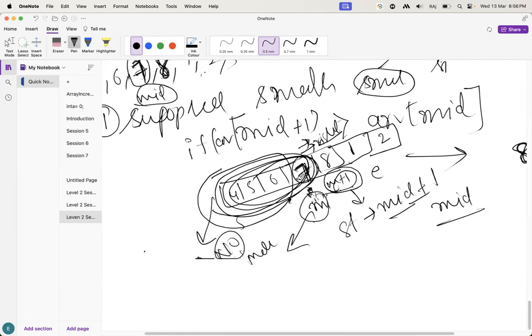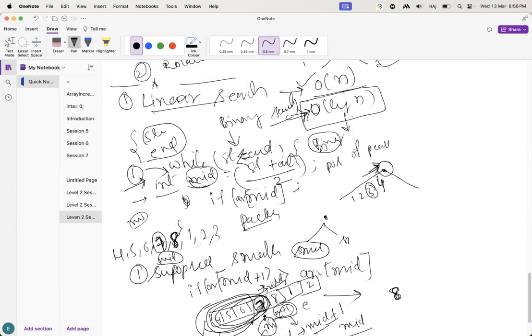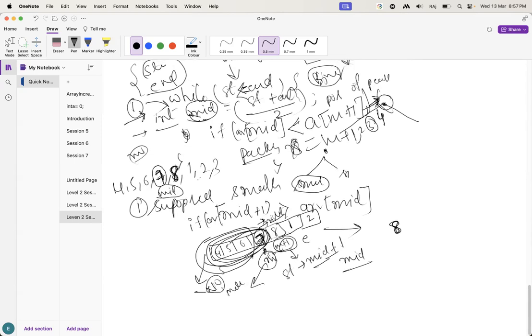Okay, guys. How have I taken it here? I'm going to check whether this mid index is smaller than mid plus 1. That means start will be mid plus 1. Guys, is this clear? Wait, I will write here. There are some sync issues, guys.